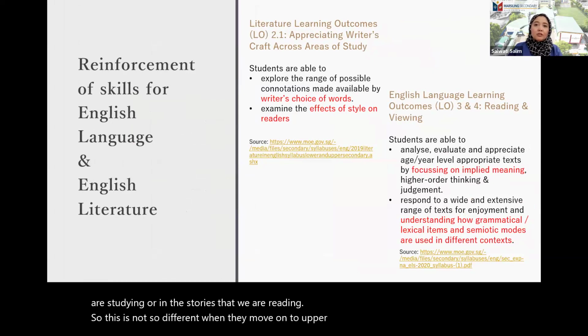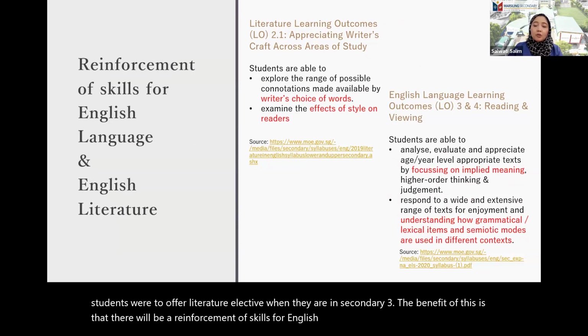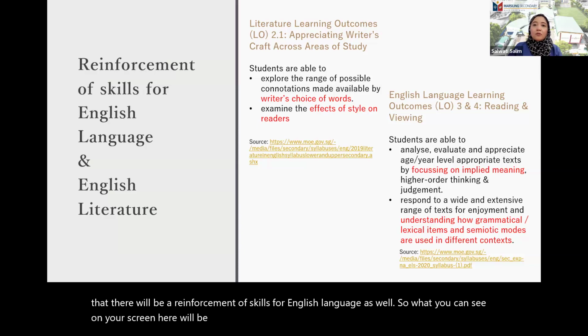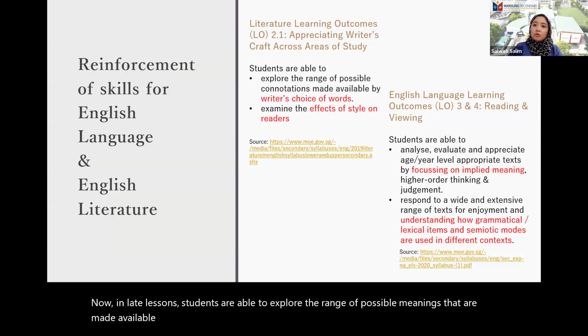The second reason is because if students were to offer literature elective when they are in secondary 3, the benefit of this is that there will be a reinforcement of skills for English language as well. So what you can see on your screen here will be the learning outcomes for both literature as well as English language. Now, in lit lessons, students are able to explore the range of possible meanings that are made available by writer's choice of words.